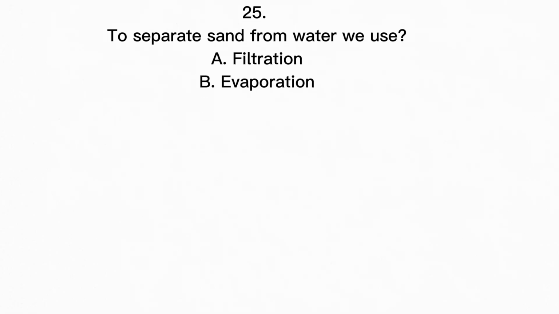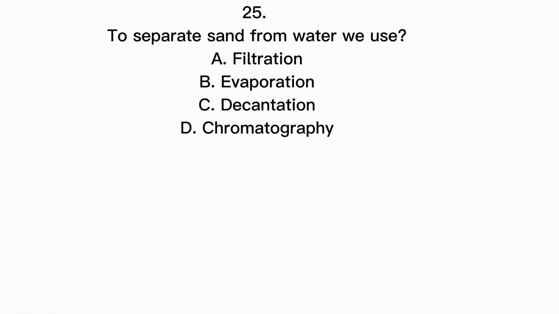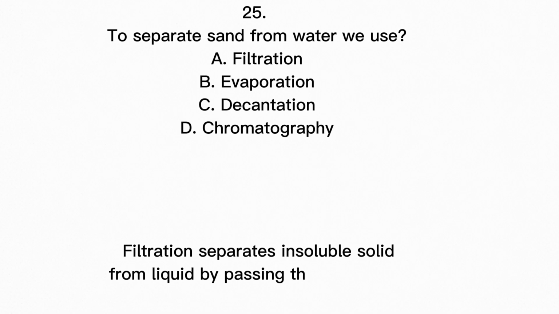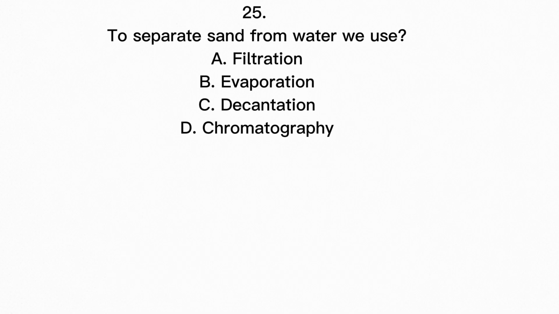Question 25. To separate sand from water, we use A. Filtration, B. Evaporation, C. Decantation, D. Chromatography. What is the answer? The answer is A. Let's see what filtration means. Filtration is a method used to separate an insoluble solid from a liquid by passing the mixture through a filter. Why is filtration used for solid and liquid? Because the solid is insoluble. It does not dissolve in the liquid. Liquid particles are very small and pass through the filter. Solid particles are bigger and get trapped.